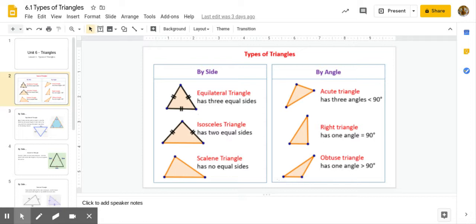There are three ways to classify by sides. One is equilateral, where all three sides are the same. Isosceles triangles have two equal sides, and scalene triangles have no equal sides.